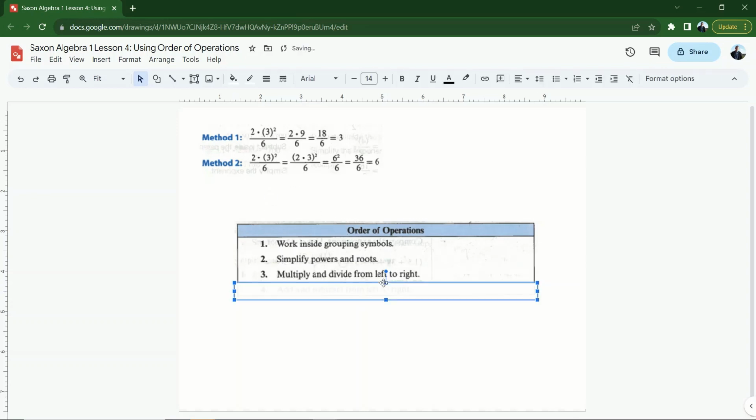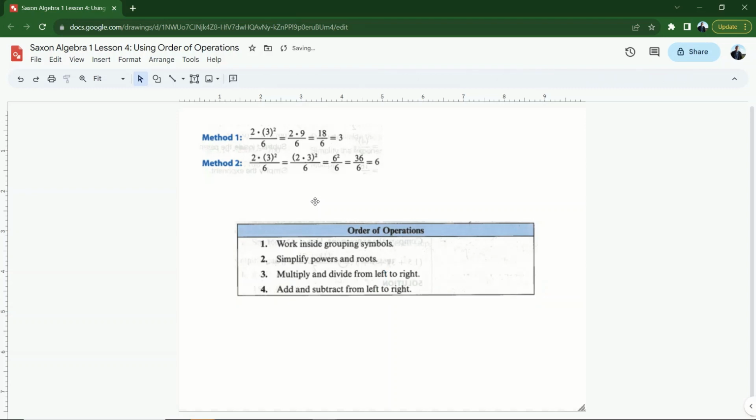All right, and then next, we're going to multiply and divide from left to right. Important to note that multiplication and division receive the same priority level. So you just do whatever comes first from left to right. If it's a multiplication, you do that first. If it's a division, you do that first from left to right. And then lastly, we add and subtract from left to right.